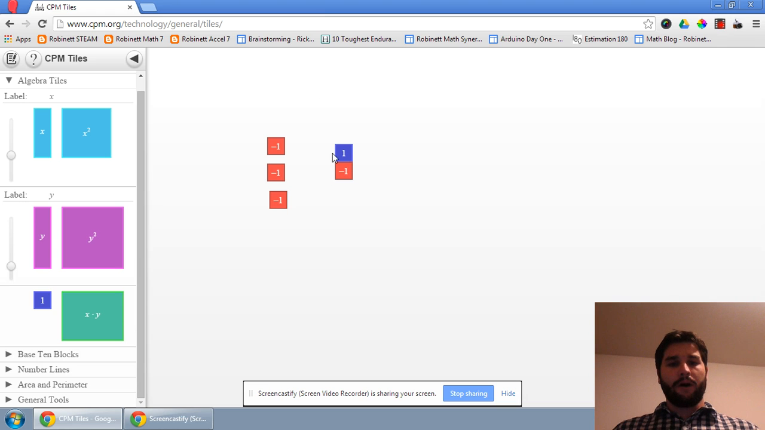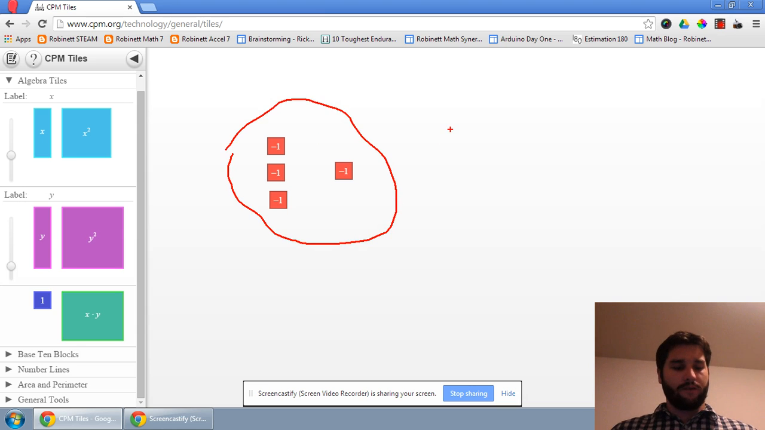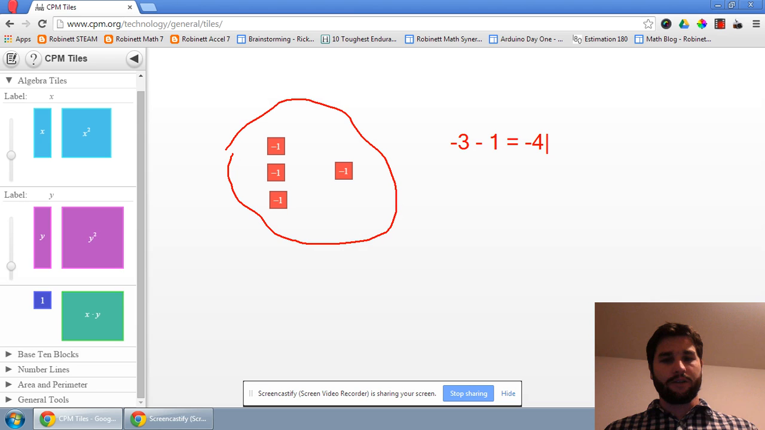But by adding a positive tile, I can now take it away, leaving myself with -4. So that is also interesting. If I take a -3 and I subtract a +1, I get an answer of -4. Okay, let's see one more problem.